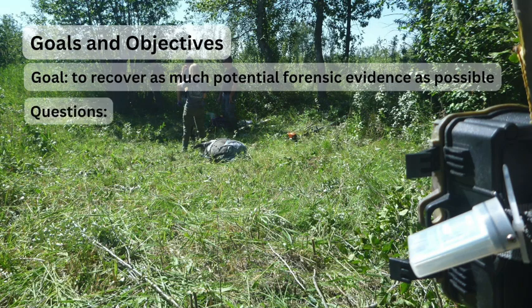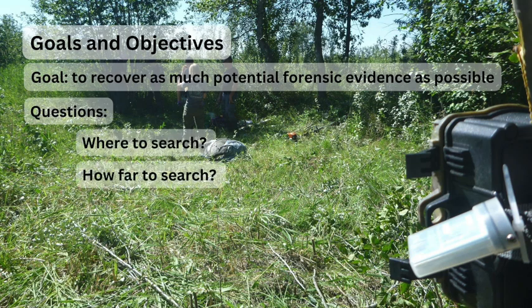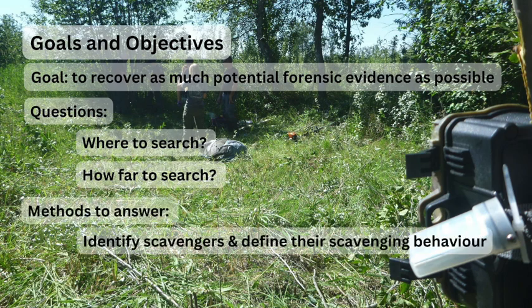help solve cases. They approach Sherry with two questions. Where do we search for this evidence and how far do we search for it? To help answer these questions, Sherry wants to identify the scavengers and their scavenging behavior to figure out who may have influenced the movement of this evidence, and then also to map the dispersal of the evidence so we know where it went. By identifying the scavengers and their scavenging behavior and mapping the dispersal of the evidence, we hope to see patterns and be able to answer the two questions of where and how far to search for the remains so that we can answer this for law enforcement.